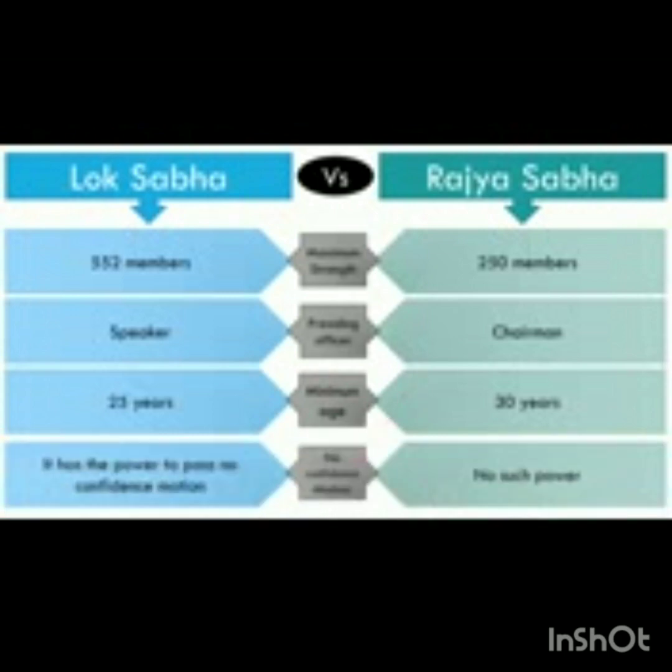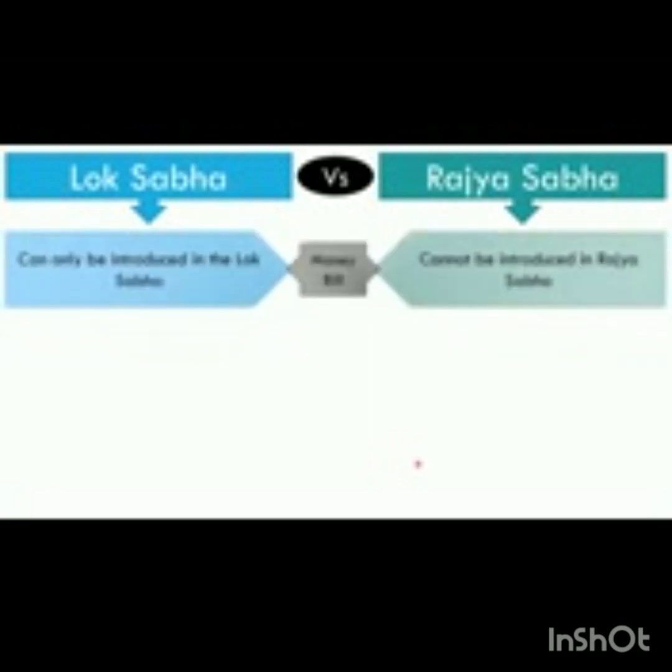When it comes to power, Lok Sabha has the power to pass no confidence motion, which when done, the Council of Ministers has to resign. On the other hand, Rajya Sabha has no such power. Next, when it comes to money bill, the money bill cannot be introduced in the Rajya Sabha. It can only be introduced in Lok Sabha. Moreover, all the power with respect to money bill lies in the hands of Lok Sabha only.